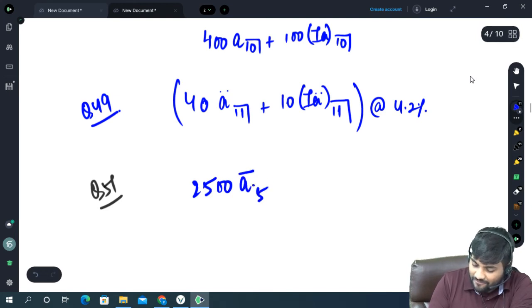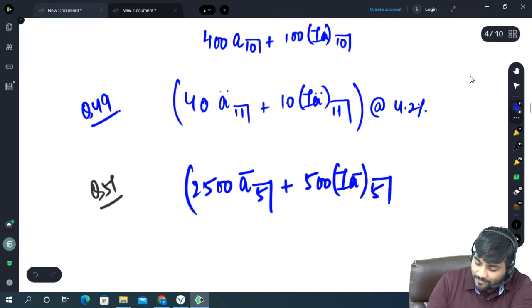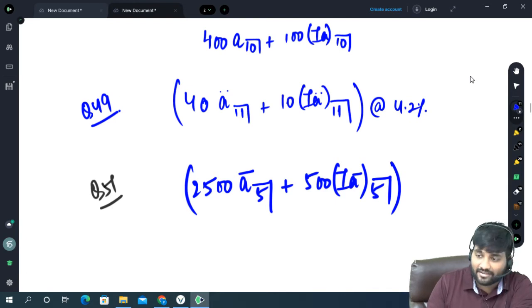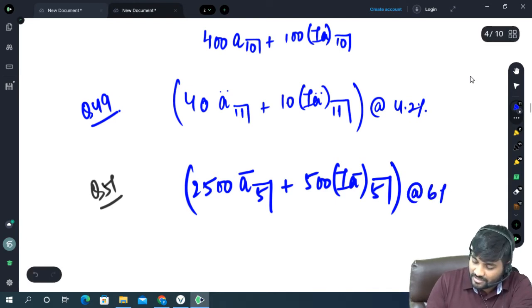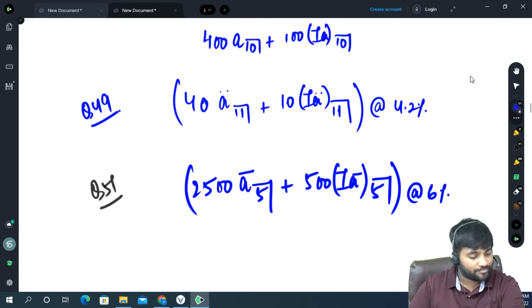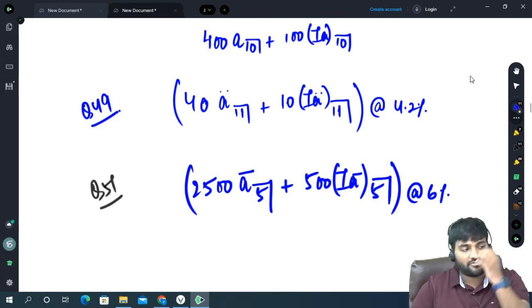2500 A bar 5 plus 500 I A bar 5. Which rate? Which rate? Tell me. 6%. Okay, clear everyone? Very good.